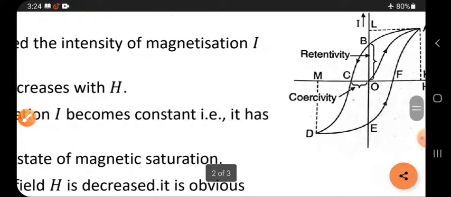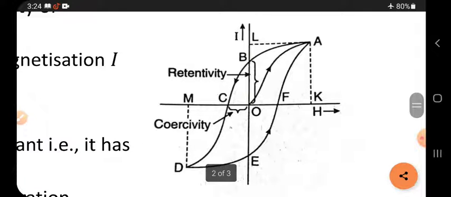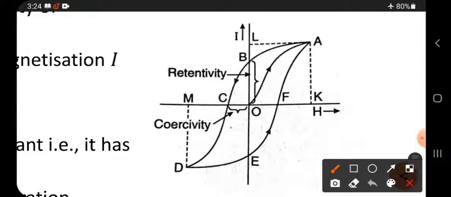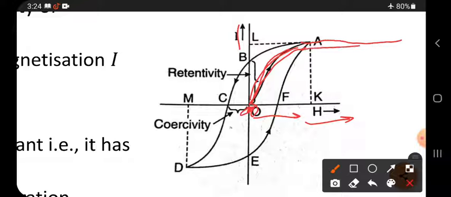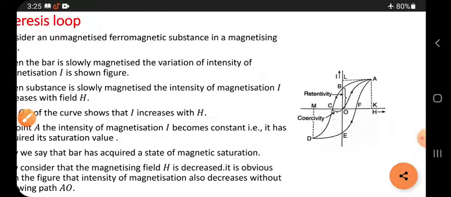See the diagram. Here at the beginning the H value is present here. As the H value increases, the I value increases, as shown by this graph. See, it slowly increases, in this manner from O to A. And when H further increases, the I value reaches a maximum value and later the I value does not change; it stays constant. As H increases, it shows no change in I. So the I value is constant. That is called saturation.